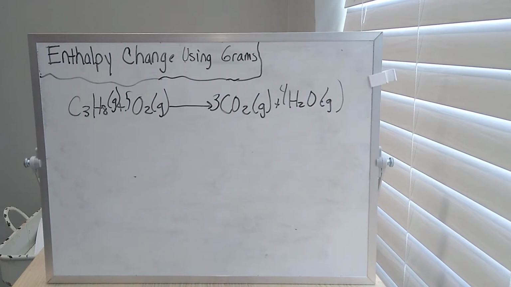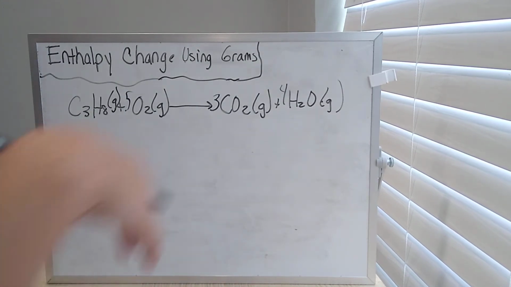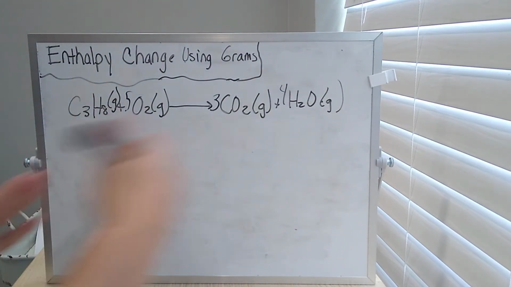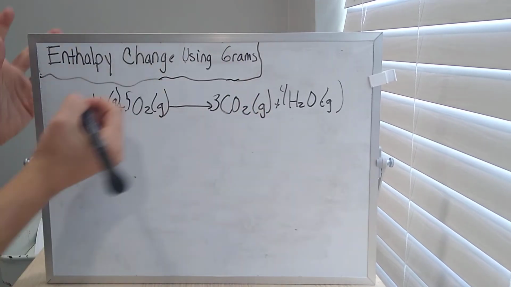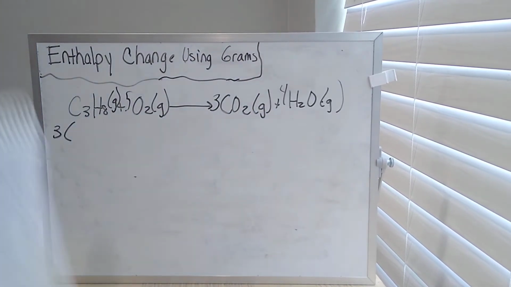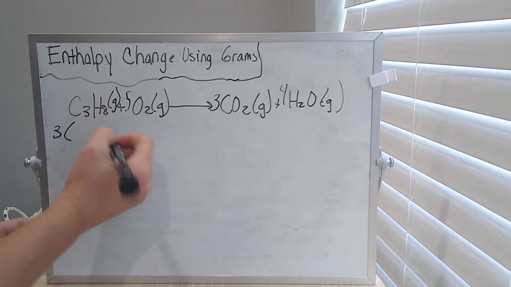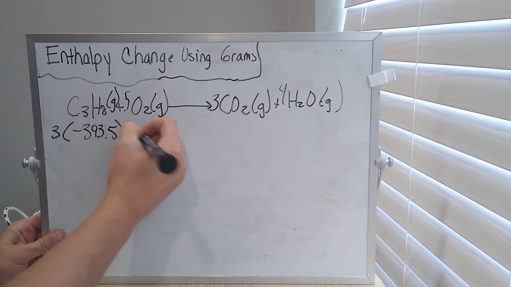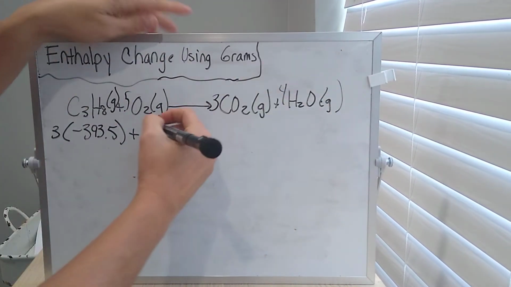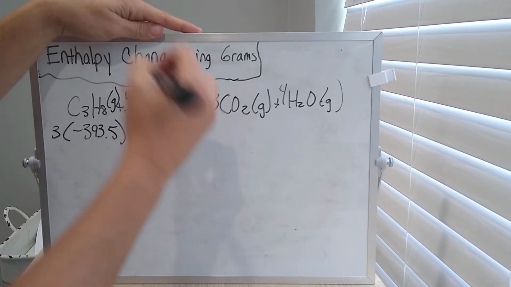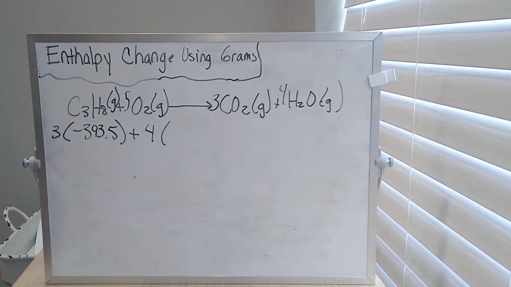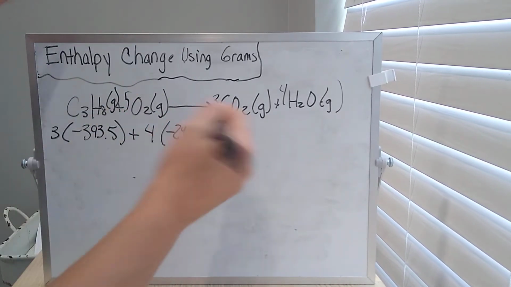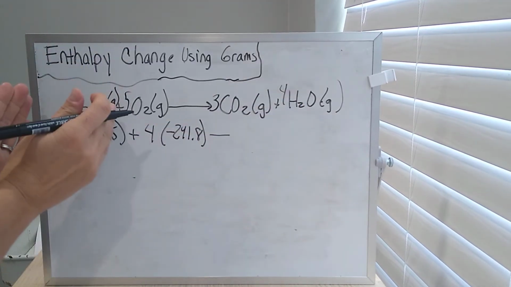Okay, now what we're going to do is find the change in enthalpy. So it's always the product's enthalpy minus the reactant's enthalpy. First I'll start with the CO2. We have 3 moles, so it's going to be 3 times, and the enthalpy of CO2 is negative 393.5. Then we're going to add the enthalpy of water, which in this equation we have 4 moles of water, and water in the gaseous state is negative 241.8.